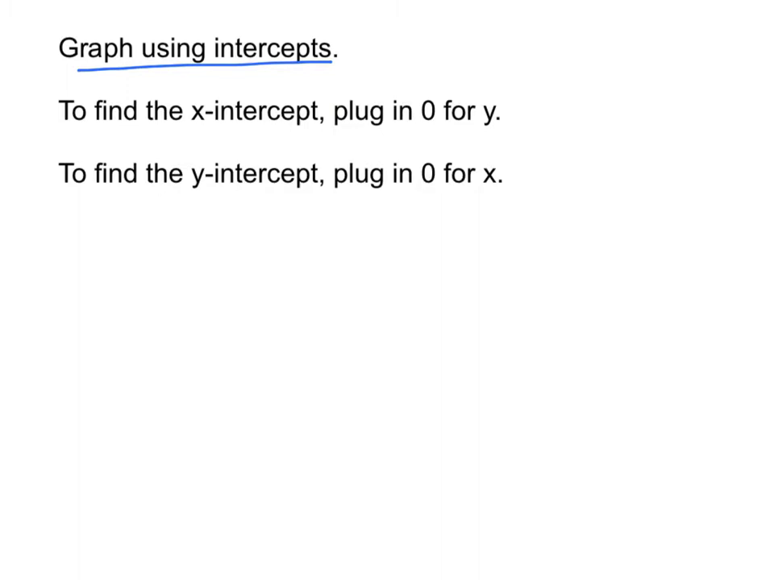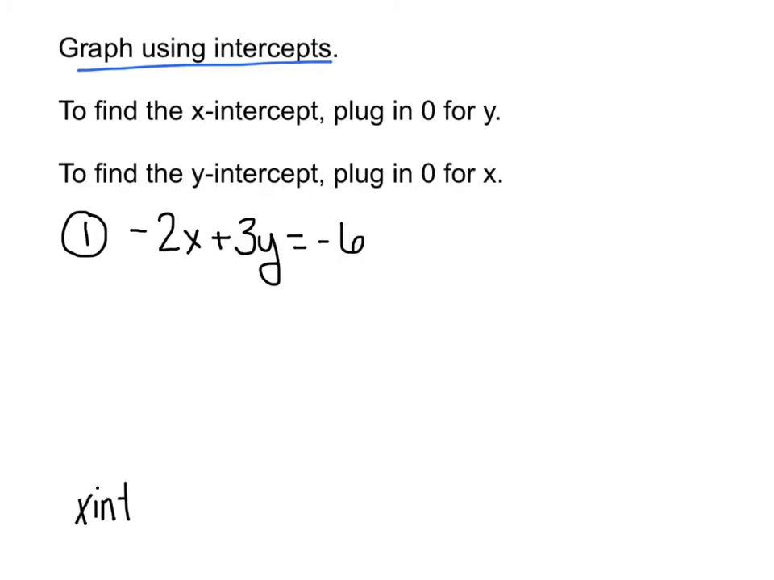So we're going to take the problem that you just wrote down. This is going to be example number 1. Negative 2x plus 3y equals negative 6. This is in standard form. So we're going to use intercepts, because if you wanted to use slope-intercept form, you'd actually have to get the y by itself and then go from there. So here's what we need to do. I need to find the x-intercept, and I need to find the y-intercept.